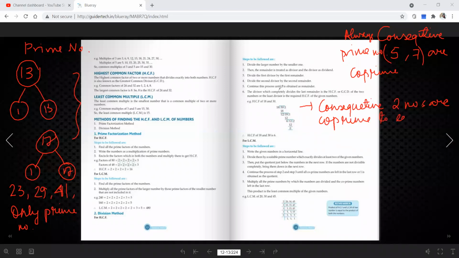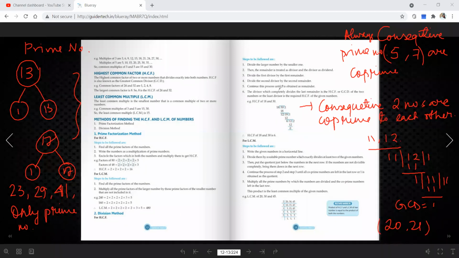I'm giving you one example now. Suppose I take two very small numbers, 11 and 12. If we take out the GCD, what will the GCD be? The GCD will be 1. Okay, then these two numbers are co-prime. Consider 20 and 21. This pair is also co-prime to each other. Okay, so these concepts are getting clear.